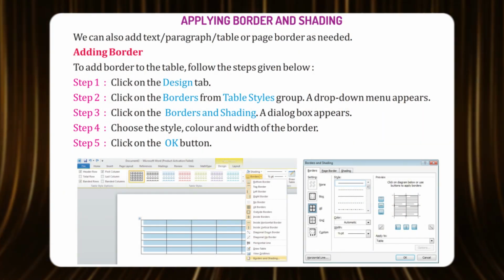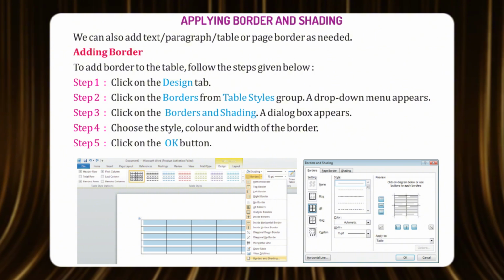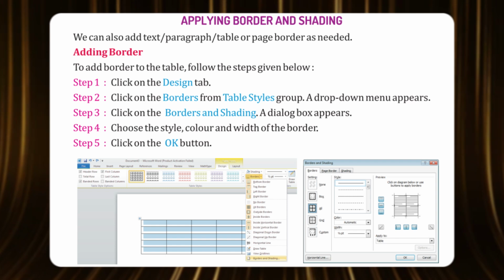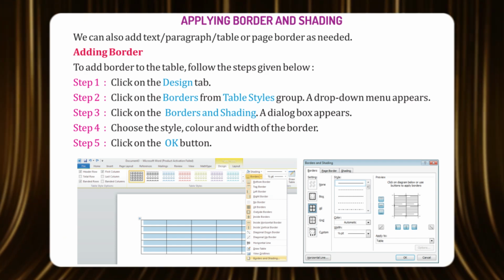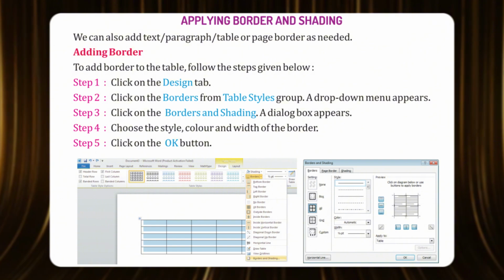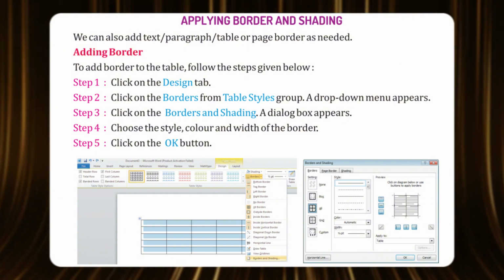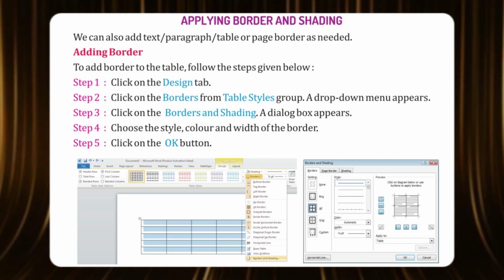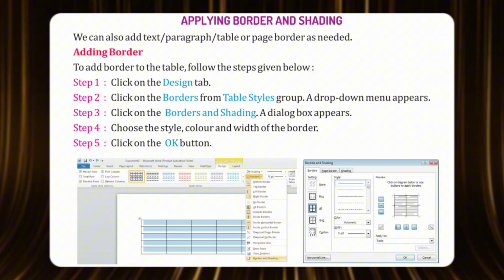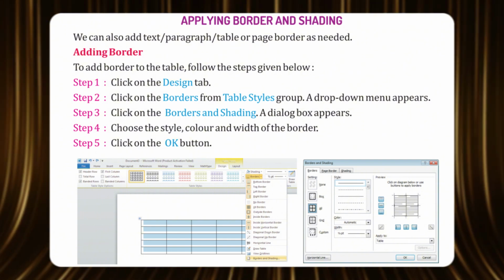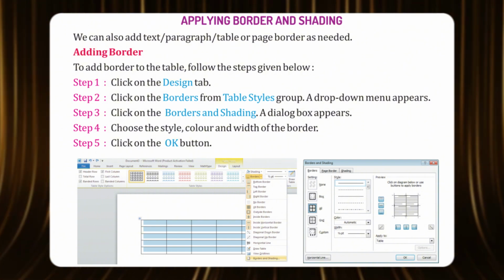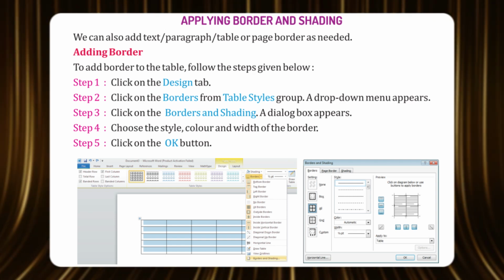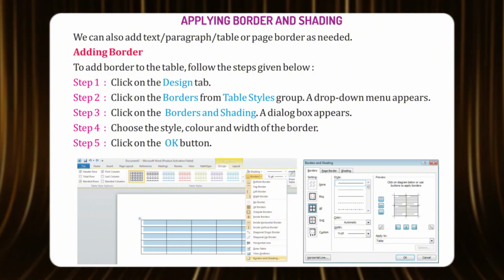Applying border and shading. We can also add text, paragraph, table or page border as needed. Adding border. To add border to the table, follow the steps given below. Step 1. Click on the Design tab. Step 2. Click on the Borders from Table Styles group. A drop-down menu appears. Step 3. Click on the Borders and Shading. A dialog box appears. Step 4. Choose the style, color and width of the border. Step 5. Click on the OK button.